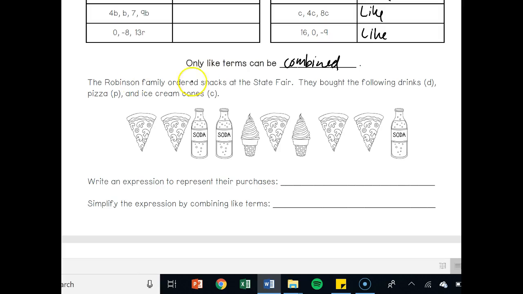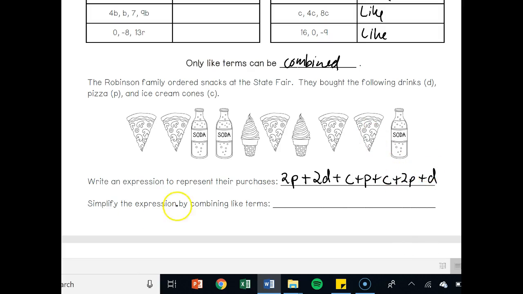So let's take a look at the Robinson family. They've ordered snacks at the state fair. They bought the following: D, drinks, P, pizza, and C, ice cream cones. Write an expression to represent their purchases. So we've got 2 pizzas there, right? 2P, I'll say. Then we've got 2 drinks, 2D. Then we've got an ice cream cone, C. And then we got a pizza. Then we got an ice cream cone, C. And then we got 2 more pizzas. And then we got 1 more drink.